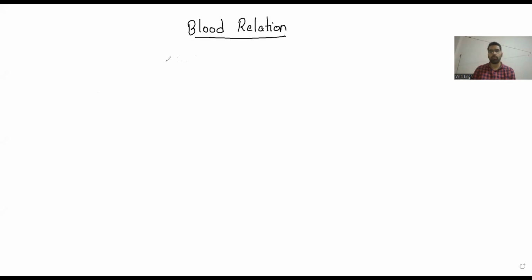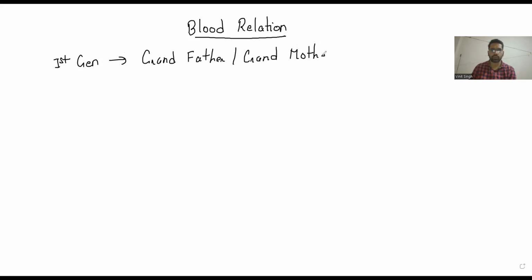First of all, we will have to prepare a diagram or tree of the blood relation. After that, you can easily solve the question of blood relation. Now, while making a diagram, a tree of the blood relation, we will divide all the generations into 4 parts. Now, in the first generation, we will put our grandfather, grandmother.